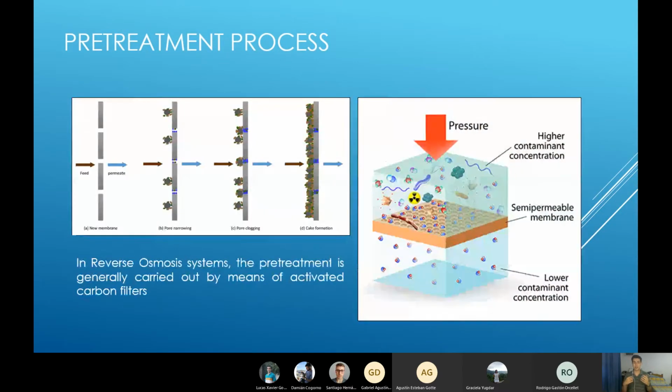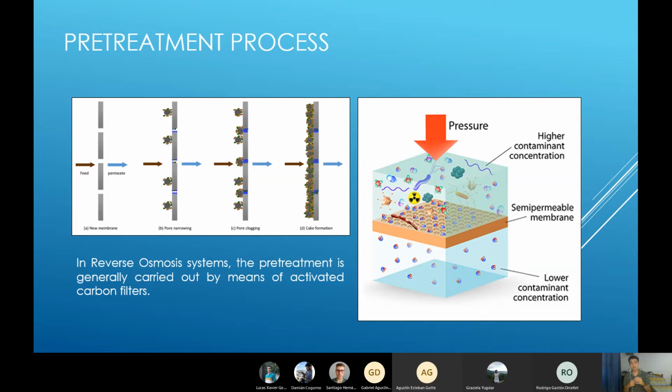As I said, the pre-treatment process is very important in the reverse osmosis water purification system. Because if the feed water is not pre-treated, the contaminants present in the water could get stuck in the pores of the membrane, clogging it. And if the membrane is clogged, it stops working, and in the worst case, it can break or get damaged.